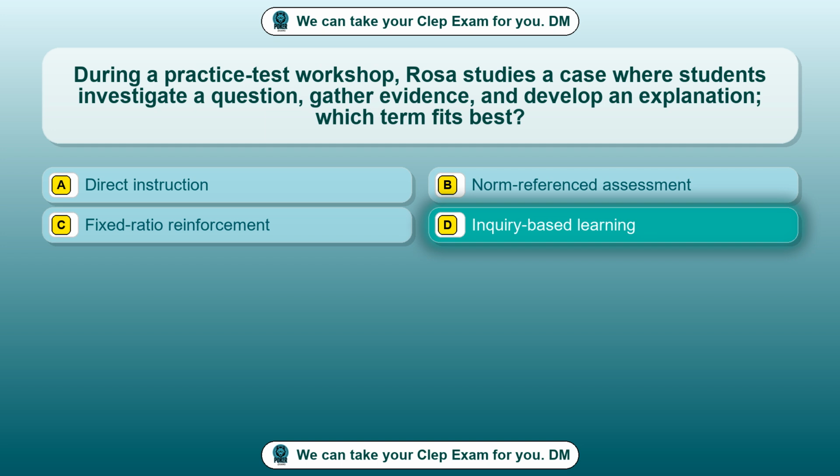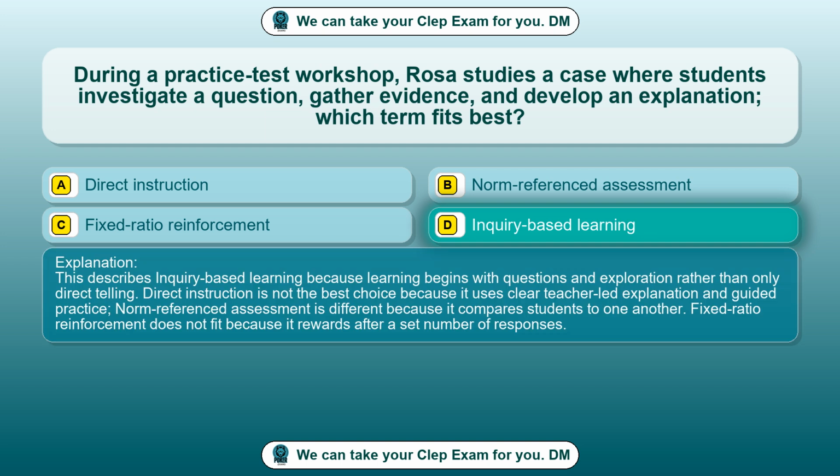Inquiry-based learning. This describes inquiry-based learning because learning begins with questions and exploration rather than only direct telling. Direct instruction is not the best choice because it uses clear teacher-led explanation and guided practice. Norm-referenced assessment is different because it compares students to one another. Fixed ratio reinforcement does not fit because it rewards after a set number of responses.